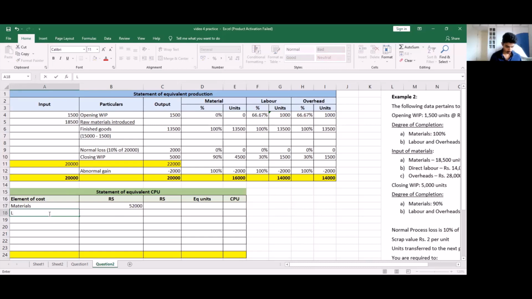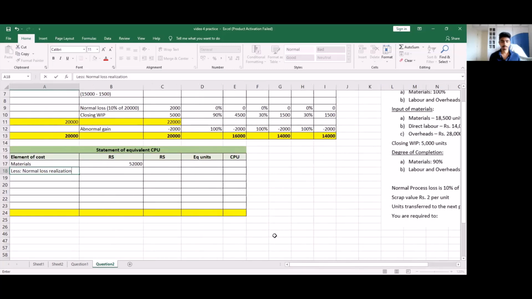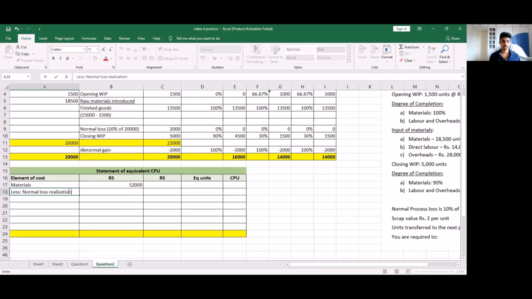Then from this, we subtract normal loss realization. So in the question, it has been mentioned that normal loss is 10% and scrap value is rupees 2 per unit. We have already found that the normal loss units is 2,000. So to find the normal loss realization, we will multiply this 2000 with our scrap value of rupees 2. So 2000 into 2 will give us 4000. And this 4000 we subtract from 52,000 to get 48,000.